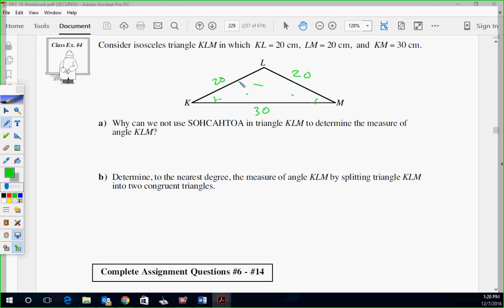Don't just assume that. So this one, that means this angle is bigger than these two. Not necessarily. Why can we not use SOHCAHTOA in this triangle? We don't have a right triangle. So we are not given a right triangle, so we can't use SOHCAHTOA. So how can we determine the angles of KLM without using SOHCAHTOA?